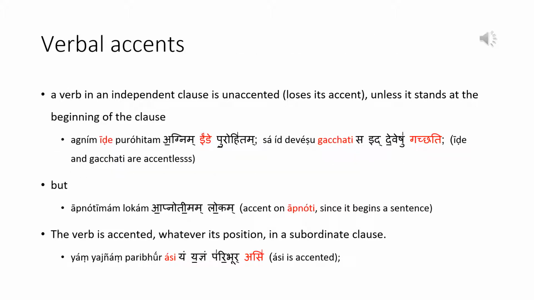Let us now look at verbal accents. First of all, as we discussed before, a verb in an independent clause is unaccented, that is, loses its accent unless it stands at the beginning of the clause or in metrical text at the beginning of a pada. The verb is always accented in a subordinate clause.